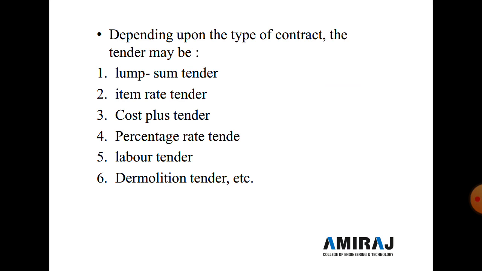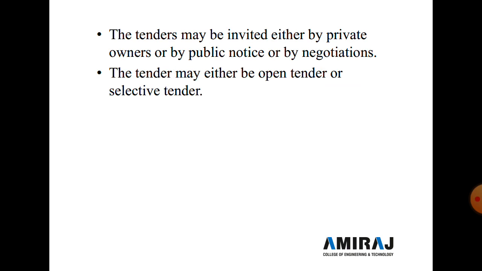Now here, depending upon the types of contract, the tender may be divided into 6 different types. First one is lump sum tender, second is item rate tender, third one is cost plus tender, fourth is percentage rate tender, fifth one is labor tender, and sixth one is demolition tender. The tender may be invited by a private owner, by public notice or by negotiation.